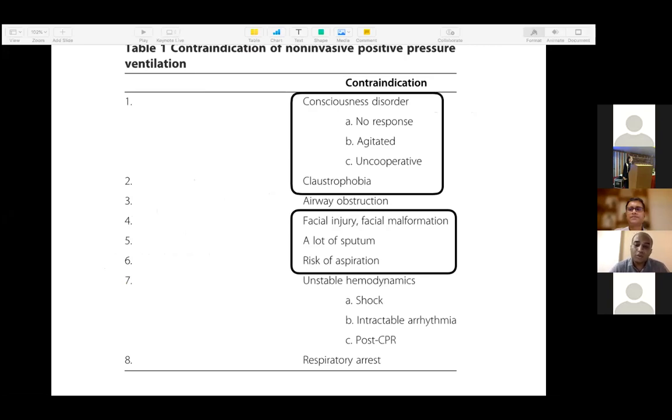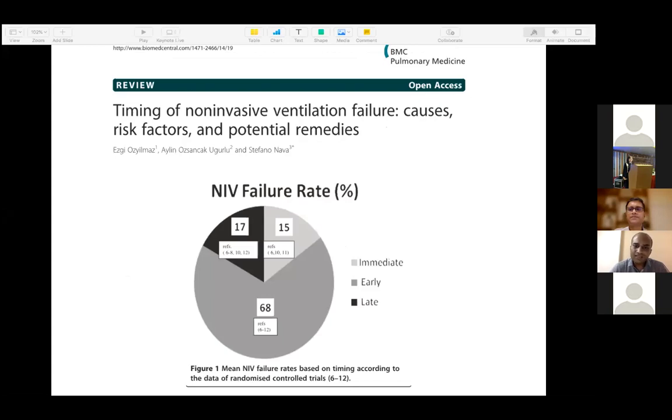The patient is producing a lot of sputum which cannot be coughed out because of NIV, and the patient has a chance of aspiration. And we usually avoid non-invasive ventilation in unstable hemodynamics like shock, refractory arrhythmia, and post-CPR patients. And studies have shown that NIV failure is mostly immediate and early.